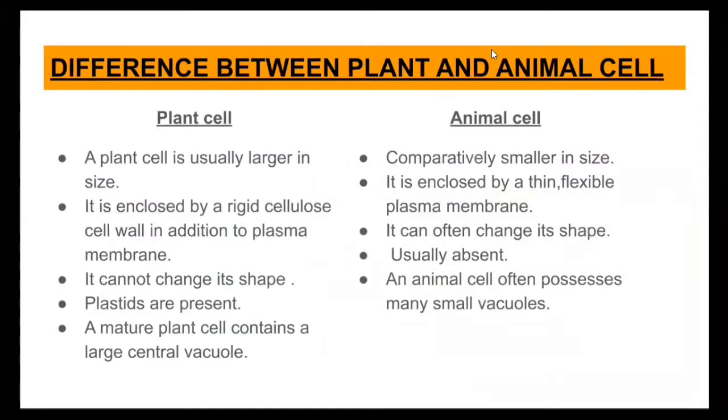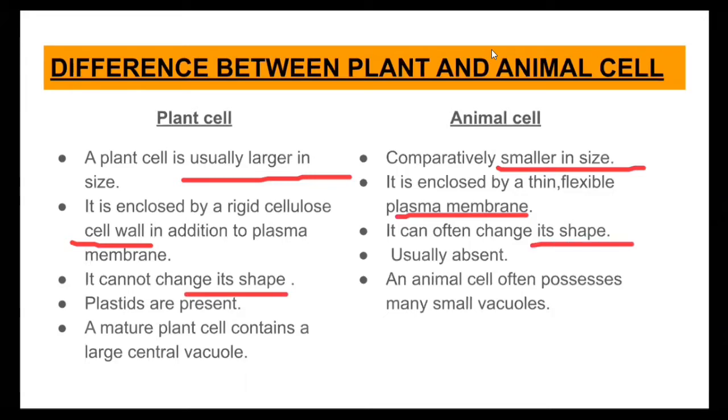That plant cell is larger in size. Animal cell is smaller in size. Plant cell has got a cell wall, while animal cell does not have cell wall, it is only enclosed in a plasma membrane. It does not mean that the plant cell does not have a plasma membrane. It has got plasma membrane also, and outside that there is a cell wall. Plant cell cannot change its shape, while animal cell can change its shape.